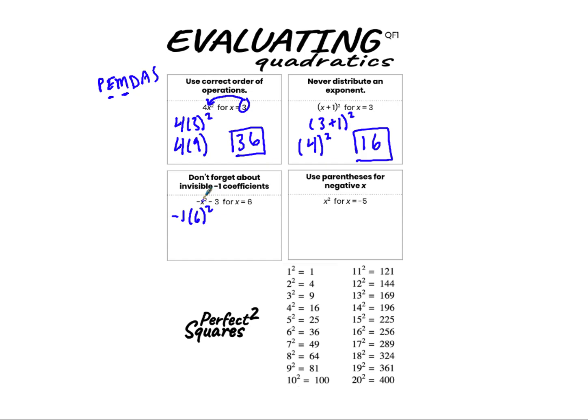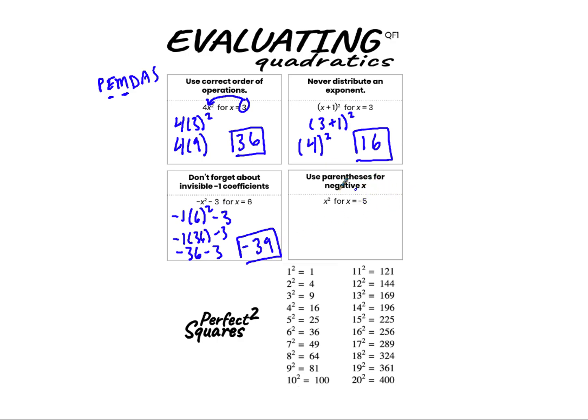There's going to be an exponent and then a multiplication by -1, and then we will subtract 3. So plugging in 6 for x, squaring 6, multiplying by -1, and then subtracting 3. So I have -1 times 36 minus 3. -1 times 36 is -36 minus 3, giving me my final answer, -39.